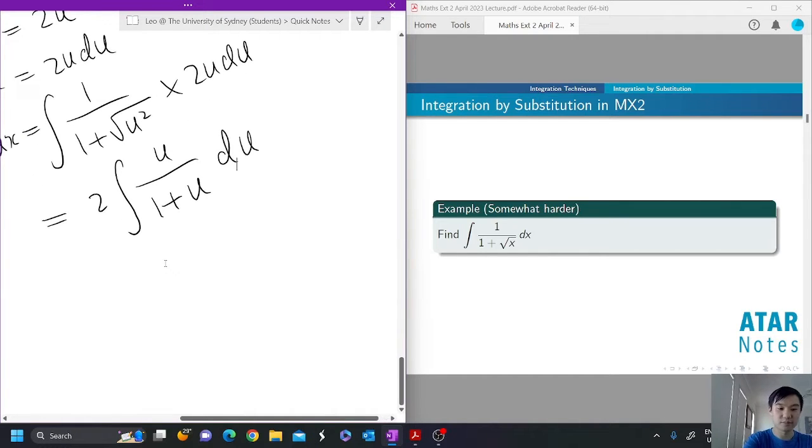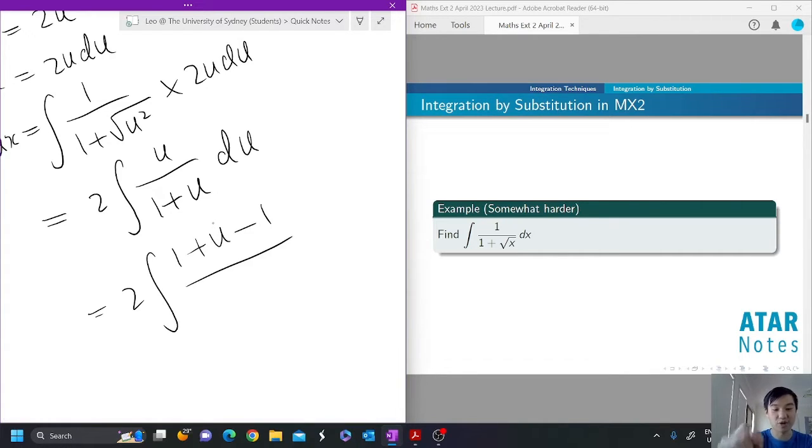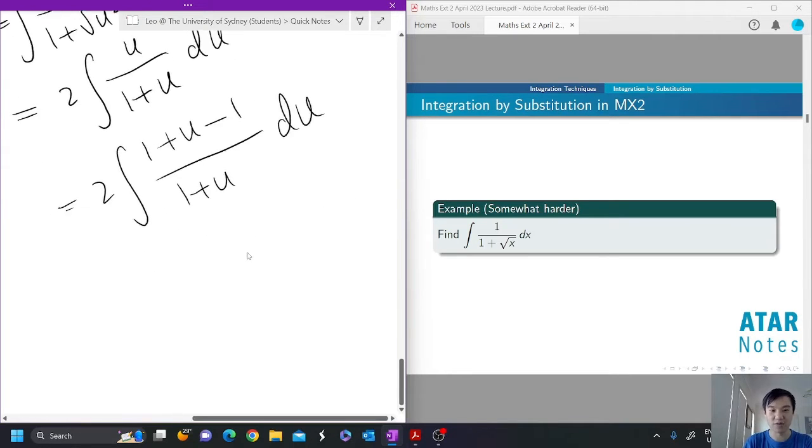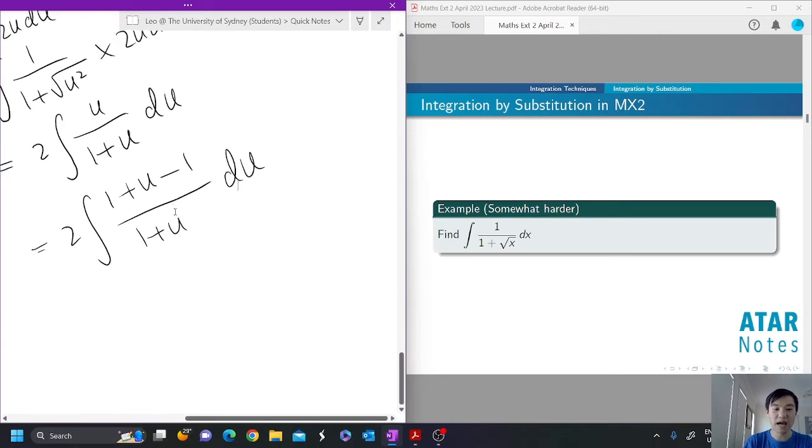Well, what if I add a 1 to the u so that it resembles the denominator? But then I can't just add a 1, otherwise I'm changing the question, so I'm going to have to balance that out by subtracting a 1. So here I haven't changed the question, because I just added a 1 and then took away a 1 in the same numerator. But why have I done this?